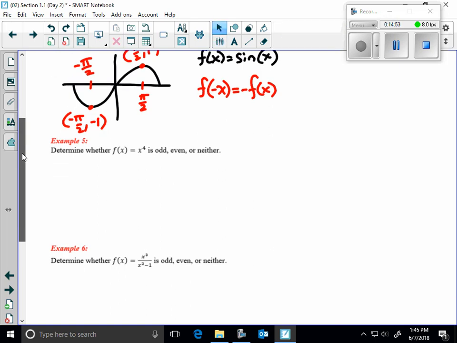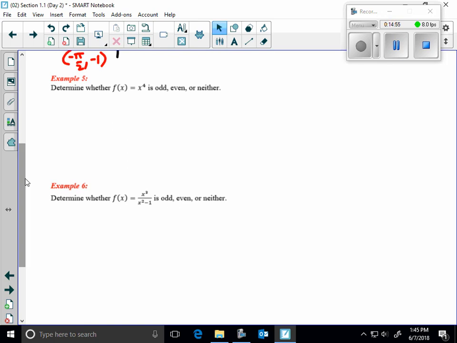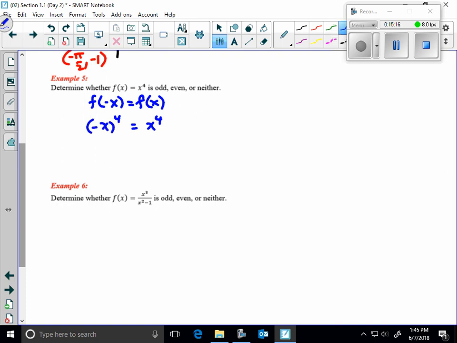Okay, so let's prove algebraically whether or not x to the fourth is odd, even, or neither. The first one I typically try to prove is even because it's the simplest, right? If the function is even, then f of negative x should equal f of x. So what is f of x? F of x is x to the fourth. What is f of negative x? Well, f of negative x would be negative x to the fourth. And what happens is, when I take a negative to the fourth power, it checks. That's an even function.